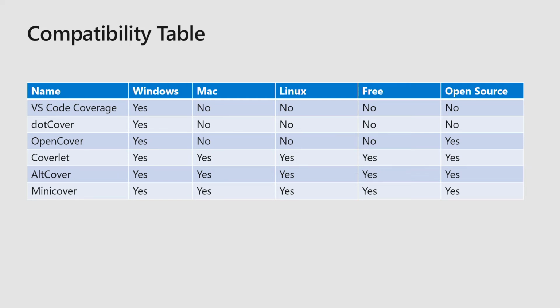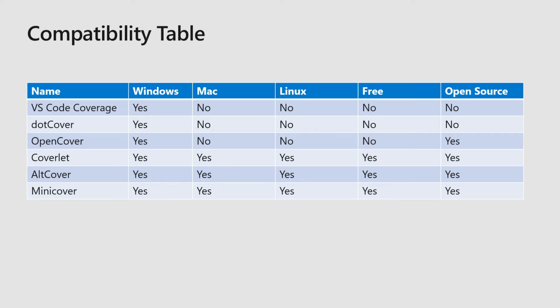and Linux. We have dotCover from our friends at JetBrains. That is also Windows only. And then we have OpenCover, which for a long time was the only open source tool for measuring code coverage. However, due to its technical implementation, it only runs on Windows. However, it is open source.